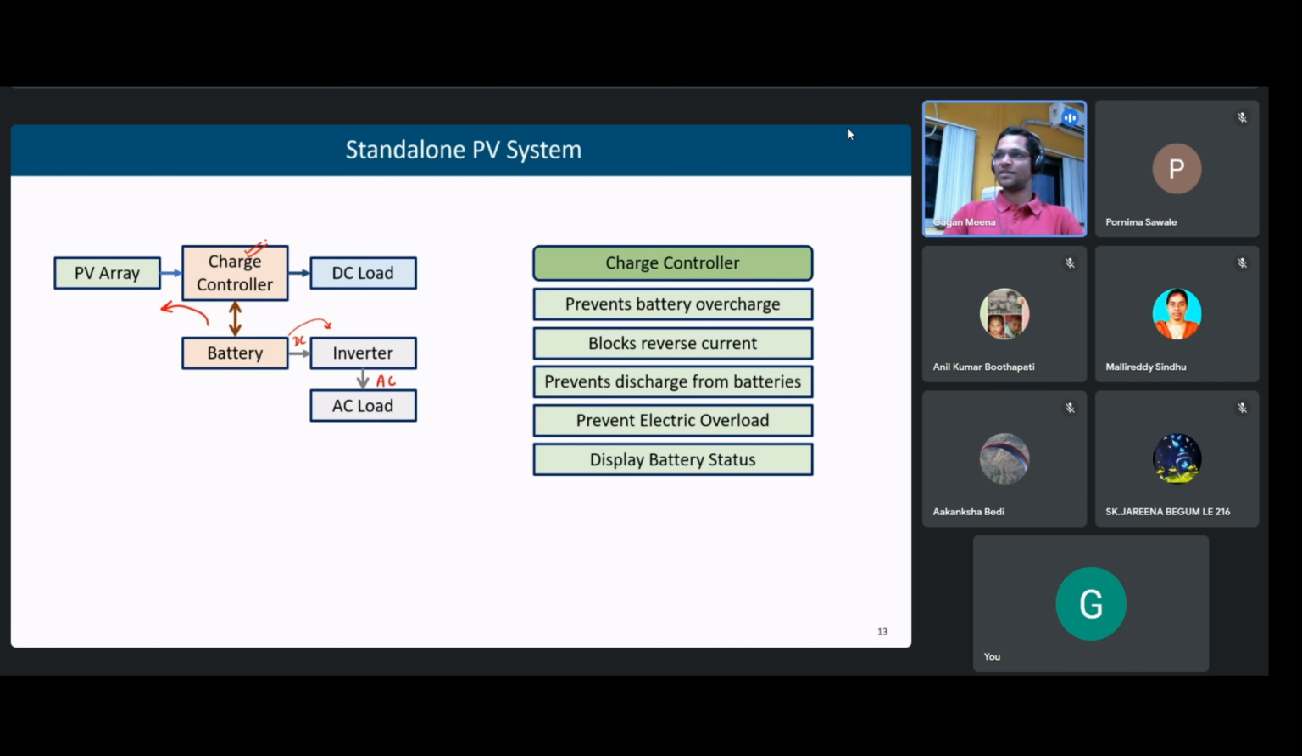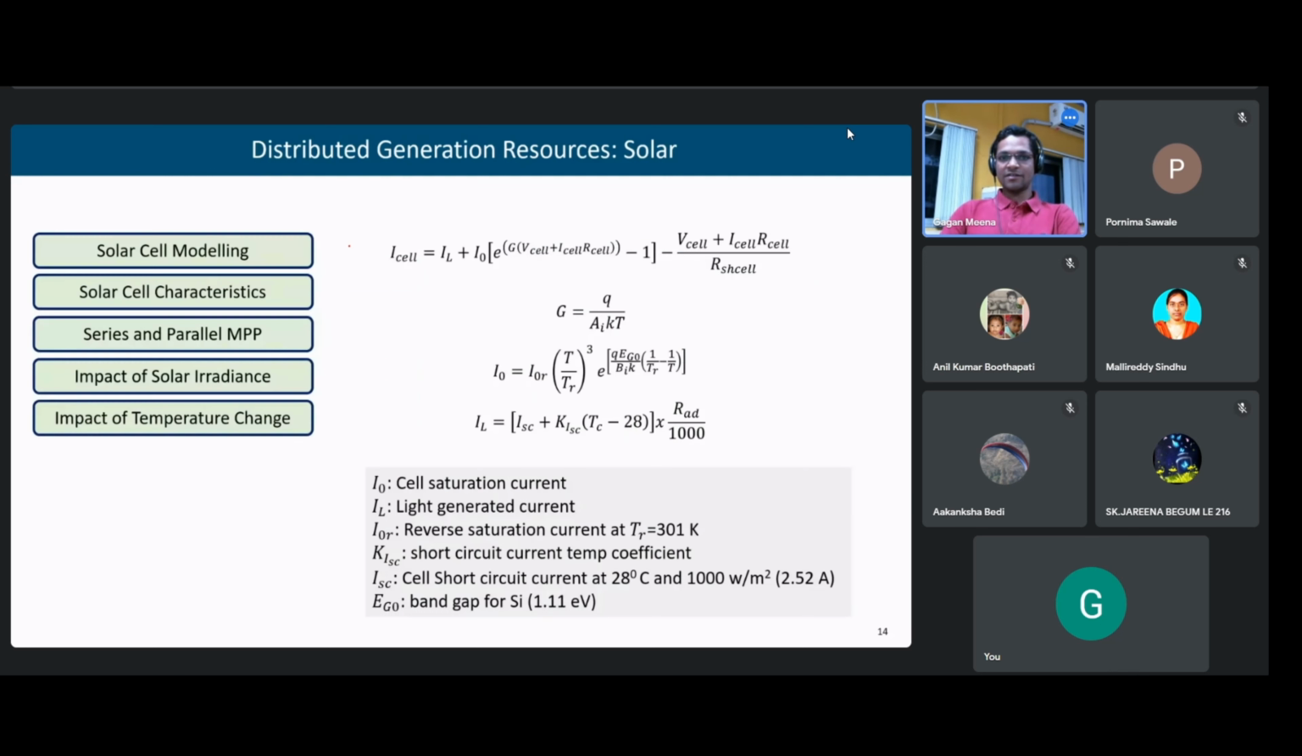Here we will discuss different types of storages, the energy management system, the battery management system, different batteries. Then we saw the solar cell modeling and the PV and IV characteristics of the solar cell, then series parallel connection. Then we saw the impact of temperature and solar irradiance on the PV characteristics. So these are the equations. We will see them later.